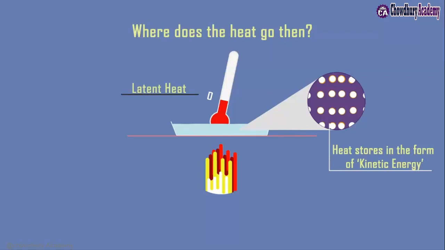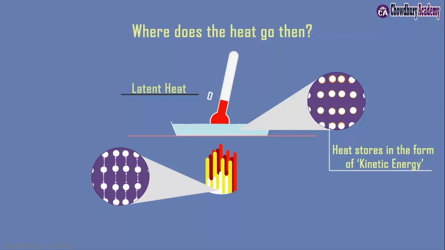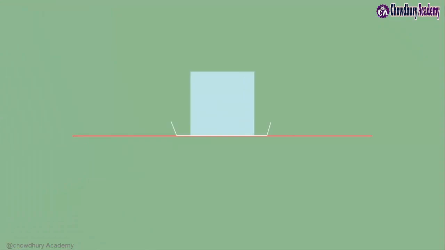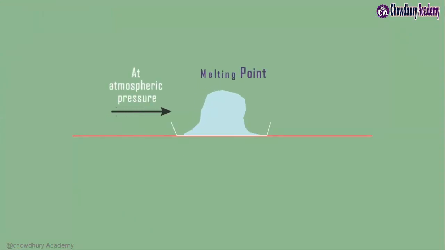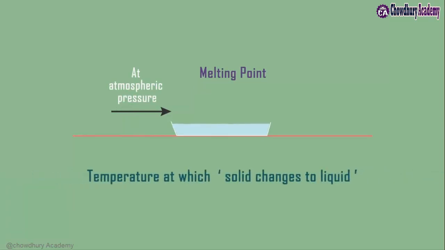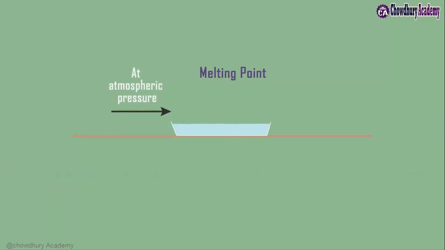What does this heat do? Well, as we saw, this heat helps the particles to overcome the forces of attraction that bind them to each other. The temperature at which the solid changes to liquid at atmospheric pressure is called the melting point. It's easy. Temperature at which solid changes to liquid at atmospheric pressure. But let's understand it in simple terms.